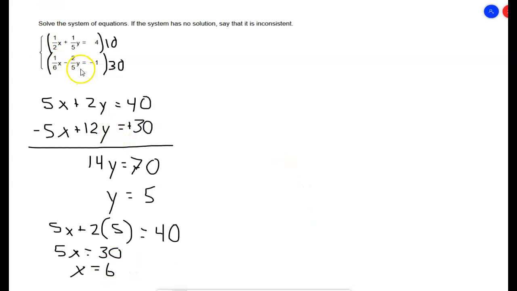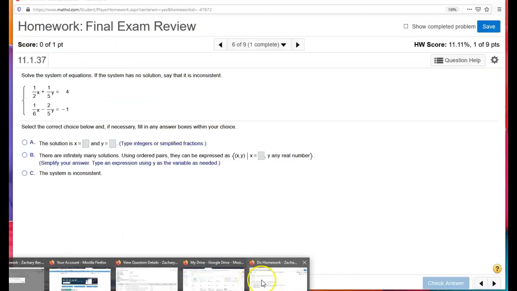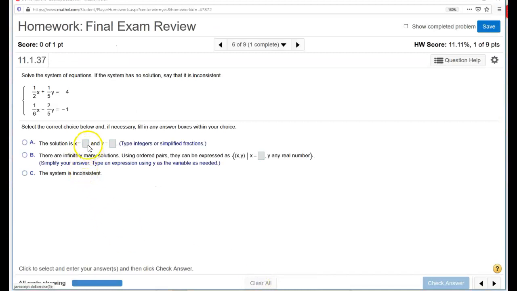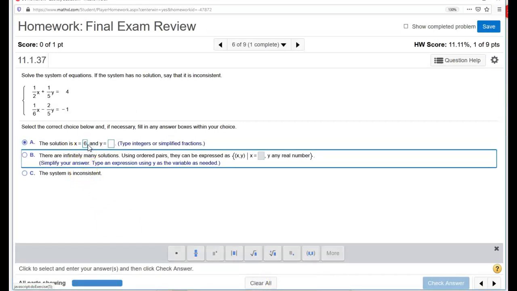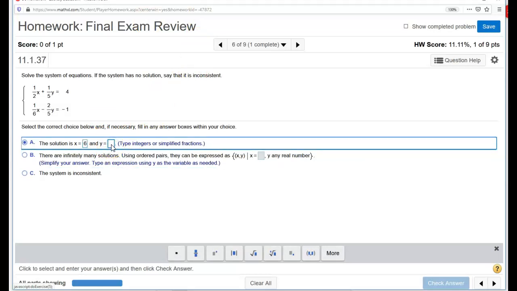And if I wanted to go back in there, I could check those. All right, so x is equal to 6, and y is equal to 5. So this is a consistent solution, which means that these lines are not parallel because they intersect each other at the point (6, 5).